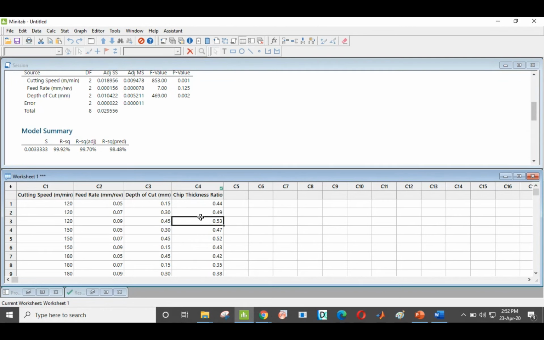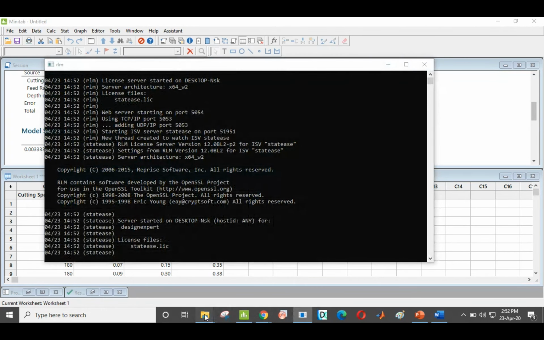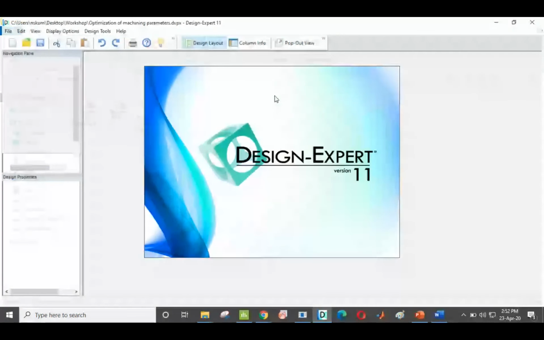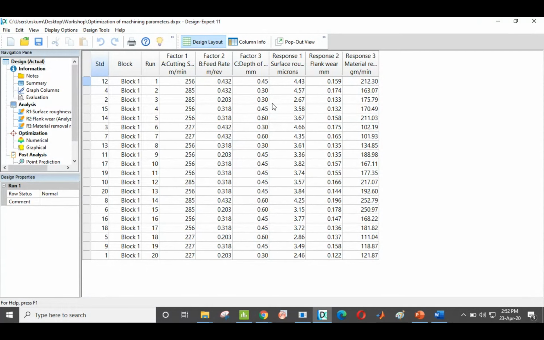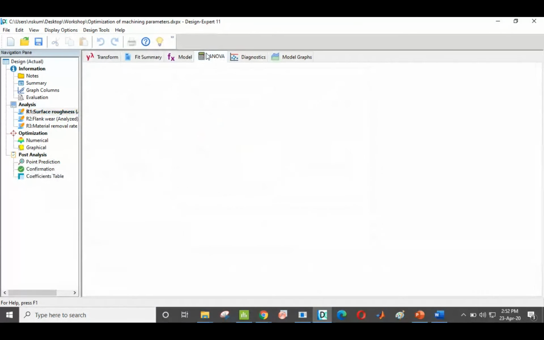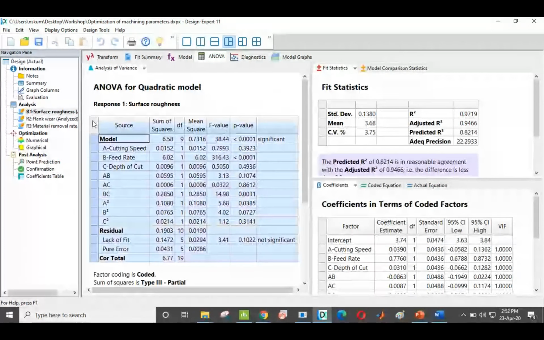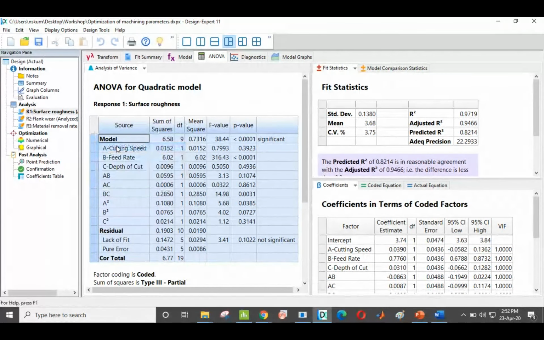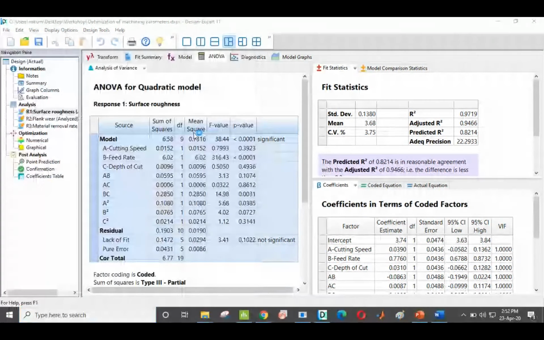So in the morning we have seen the ANOVA table for response surface methodology. Once again I will go back to that. So I will take the surface roughness model. Now here I am going to compute the percentage contribution for this. So I am going to copy this and I am going to open an Excel.